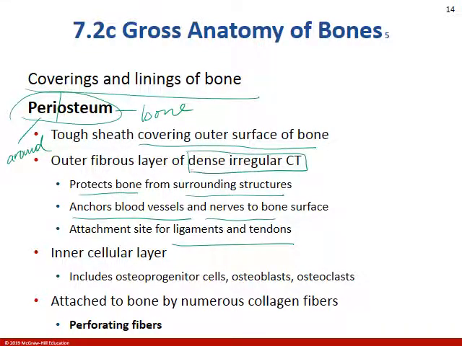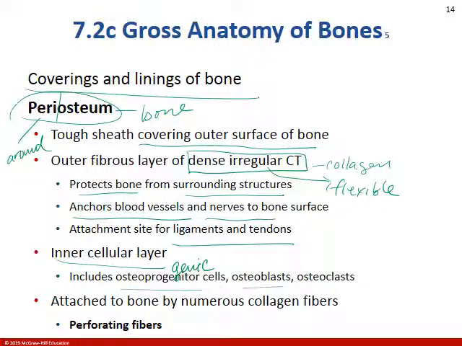It's made up of dense, irregular connective tissue. So that should tell you something as well. That should tell you lots of collagen, irregular, good at flexibility, right? There's an inner cellular layer, and it's going to have osteoprogenitor cells. We used to call these osteogenic cells. And then we have osteoblasts, which build bone, and we have osteoclasts, which cut bone or break bone down.